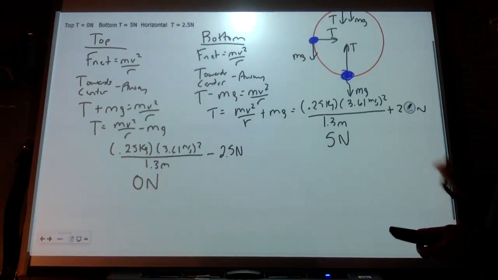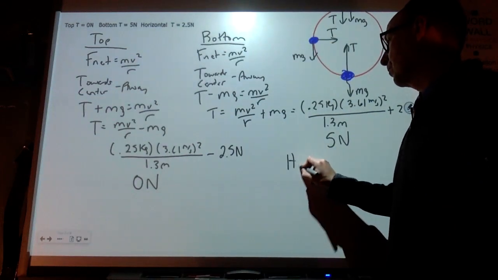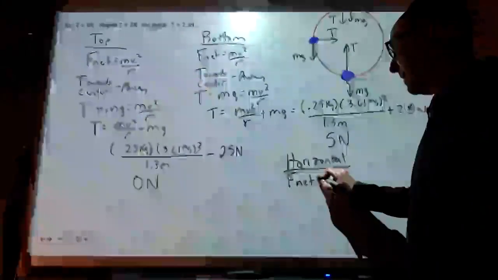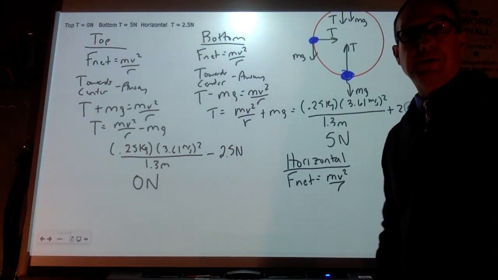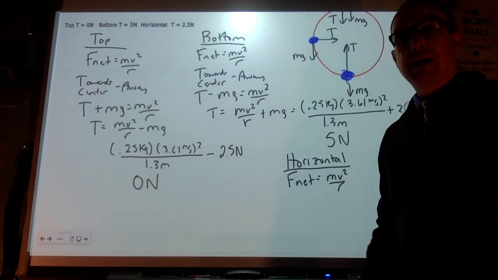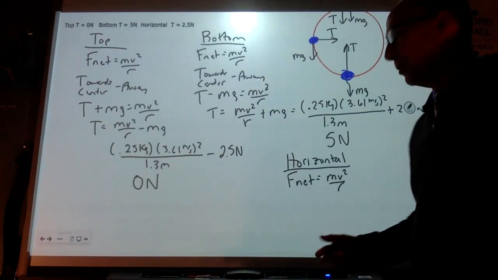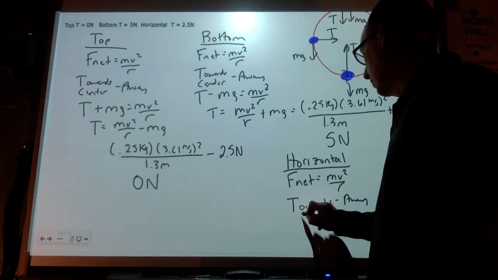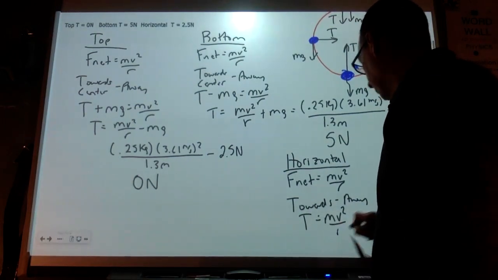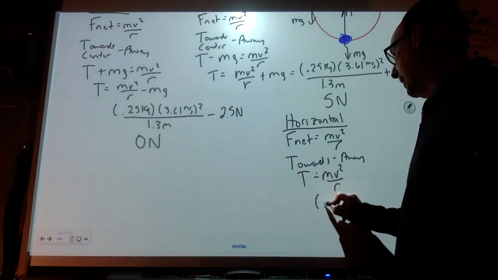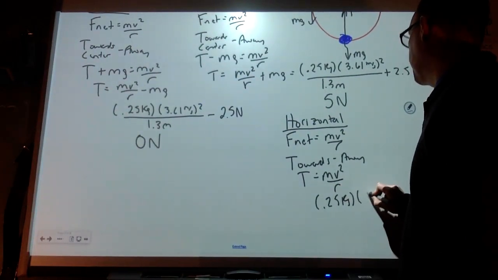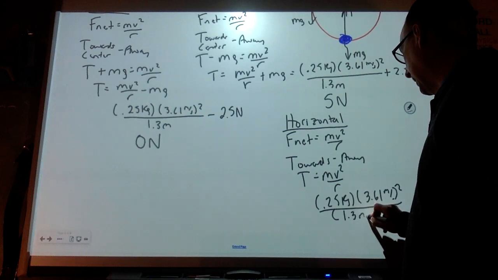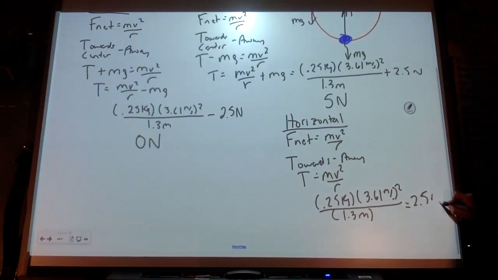Then the last one is going to be our side view, horizontal one. And in this case, the weight is neither helping us nor hindering us. It has nothing to do. It's perpendicular to the center of the circle. So when I do my towards minus away, I only have tension. So when I plug in my 0.25 times 3.61 divided by 1.3, I just get 2.5 newtons.